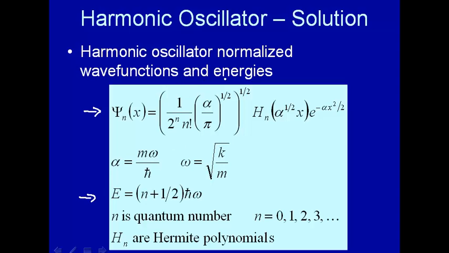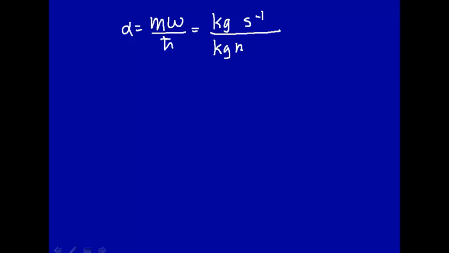Let's look at the solution here in more detail for the wave function. We've defined a parameter alpha as m times frequency over h bar. Let's look at the units of that. Mass, let's put SI units there, kilogram, frequency, inverse seconds. H bar has units of joule times second. A joule is a kilogram meter squared per second squared, and you multiply that by seconds.